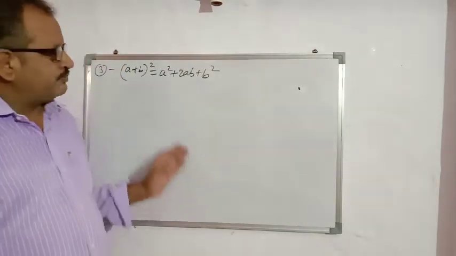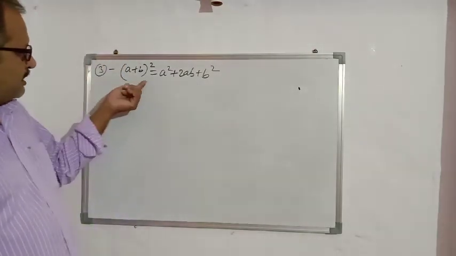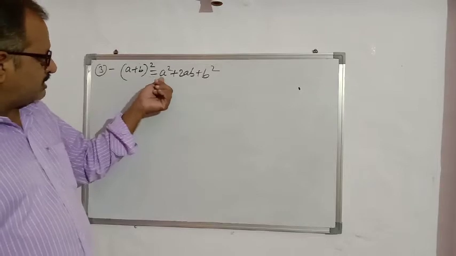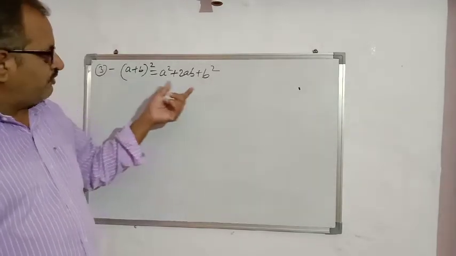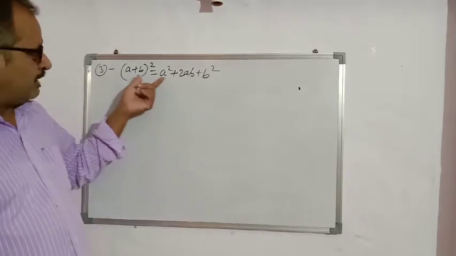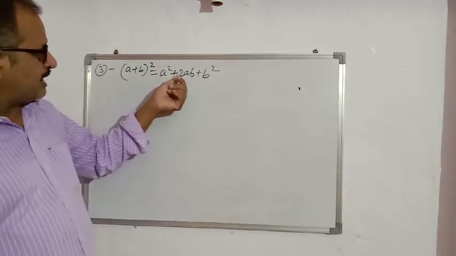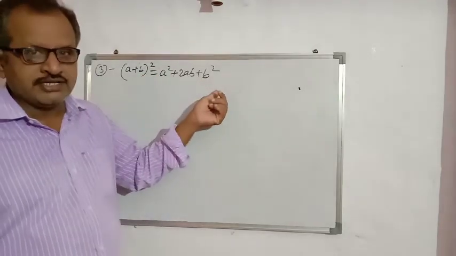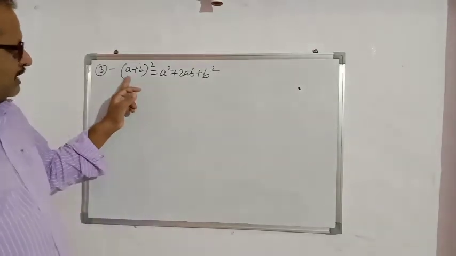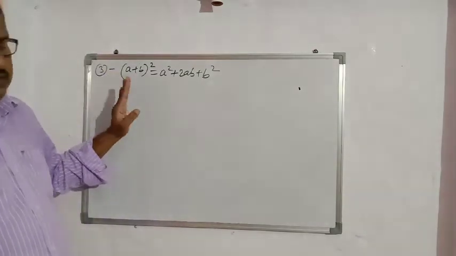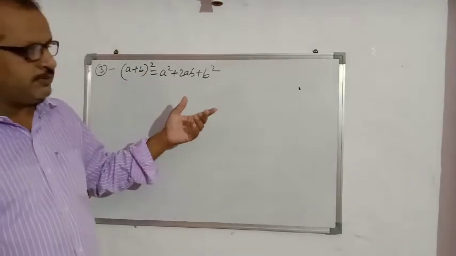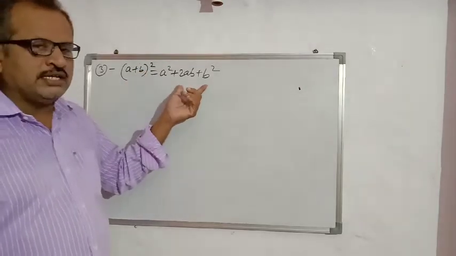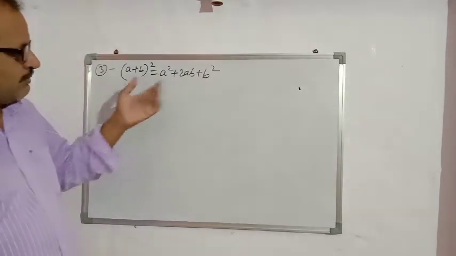See the third topic, a plus b whole square. We know that it is equal to a square plus 2ab plus b square. We have to prove it geometrically, not by multiplying a plus b into a plus b. We have to prove this result geometrically. So how can we prove it?